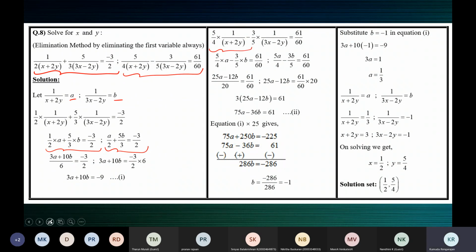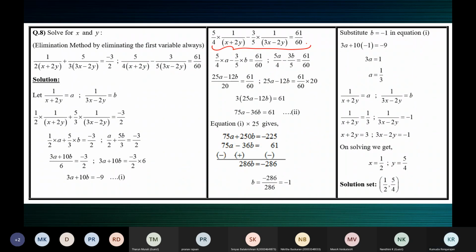I think I'm confused. 1 minute. Where's the second one? This is the first one. Yeah, and this is the second one. This is the first one.